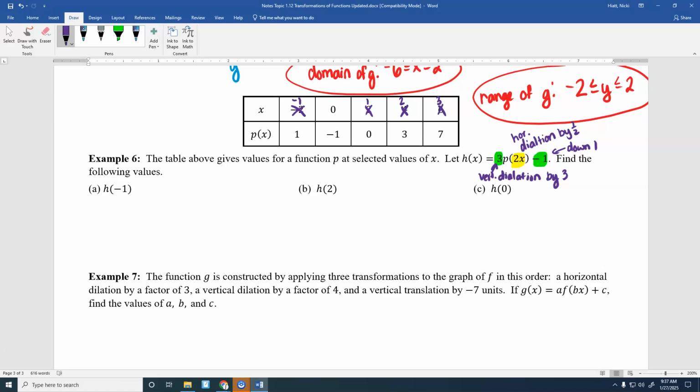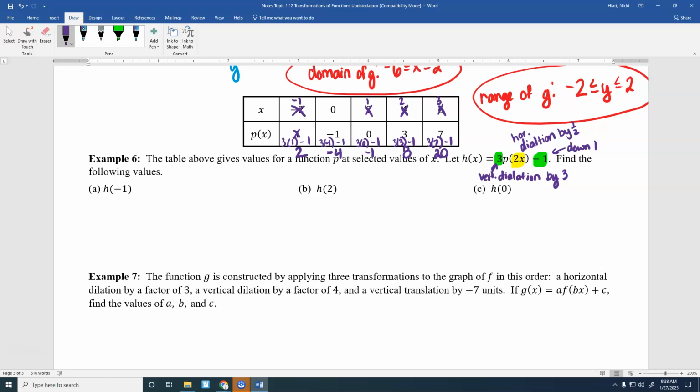So what I'd be doing here for this one, I'd be doing 3 times 1, and then subtracting 1 from that. That's going to give me 2 as my new y coordinate here. Here, I've got to do 3 times -1 minus 1. That's going to be -4 for my new y coordinate here. Here I'd have 3 times 0 minus 1. That'll give me a -1. 3 times 3 minus 1 is going to give me 8 right here. And 3 times 7 minus 1 is going to give me 20 right here.